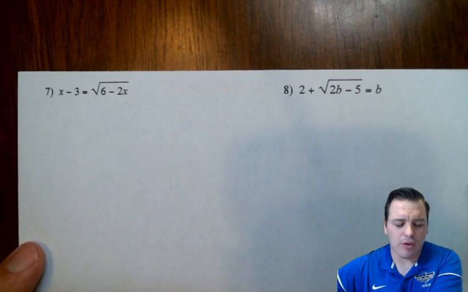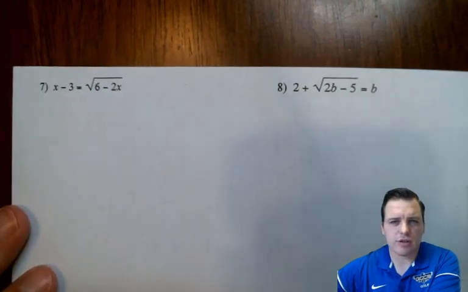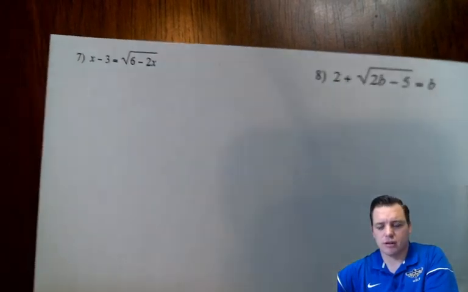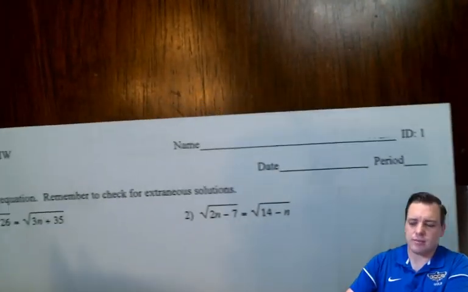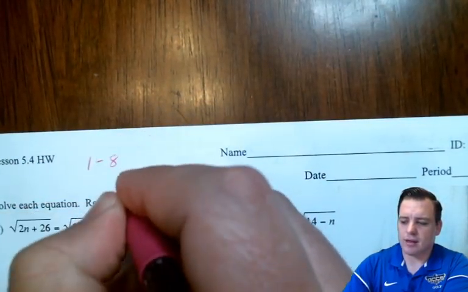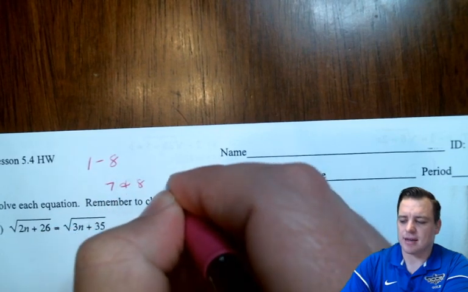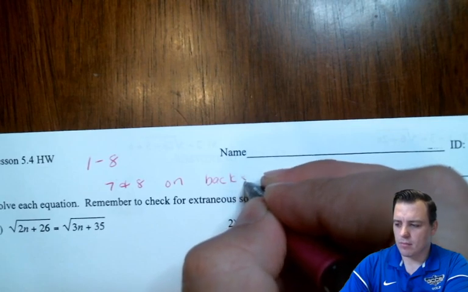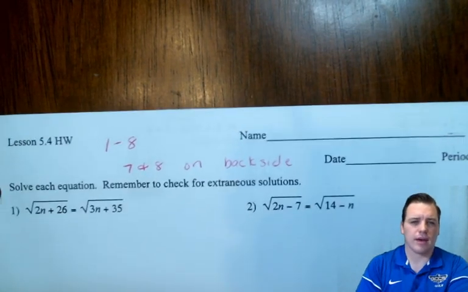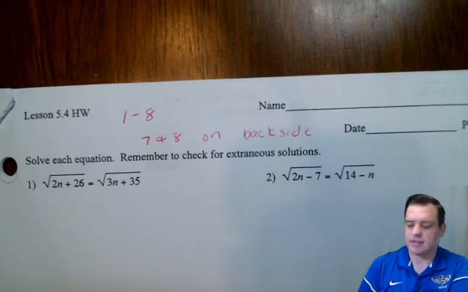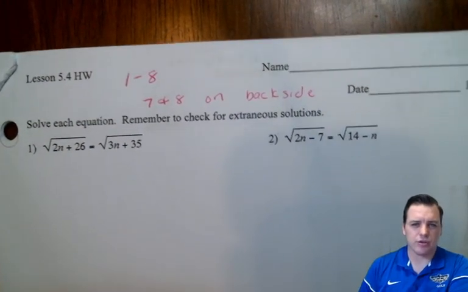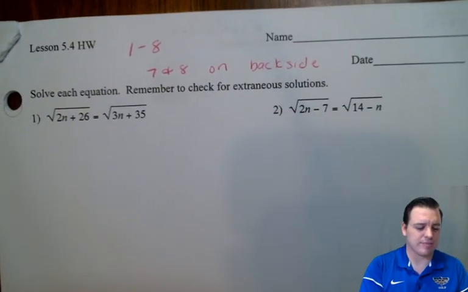So you got 1 through 8 for homework. Making sure everyone hears that and sees that. 1 through 8, there's 2 on the back side. Please do those. Those will be good practice. 7 and 8 are on the back side. Okay? Make sure you do 1 through 8. I said 1 through 6. I will now retract that. That didn't happen. And make sure you do 1 through 8, 7 and 8's on the back side.